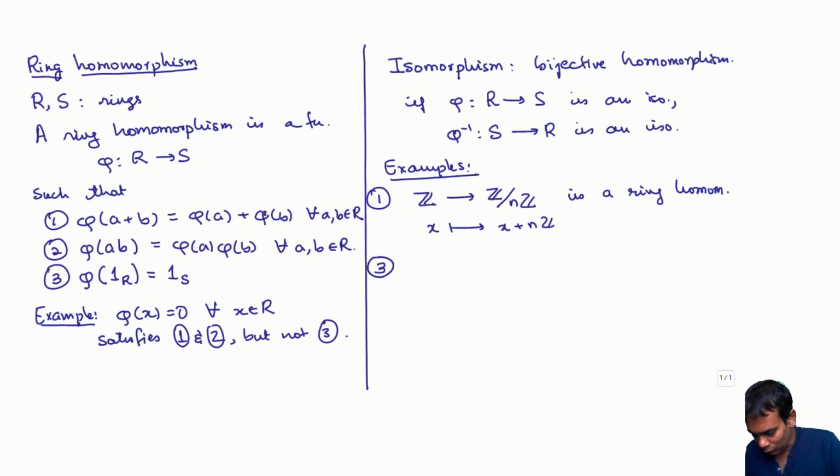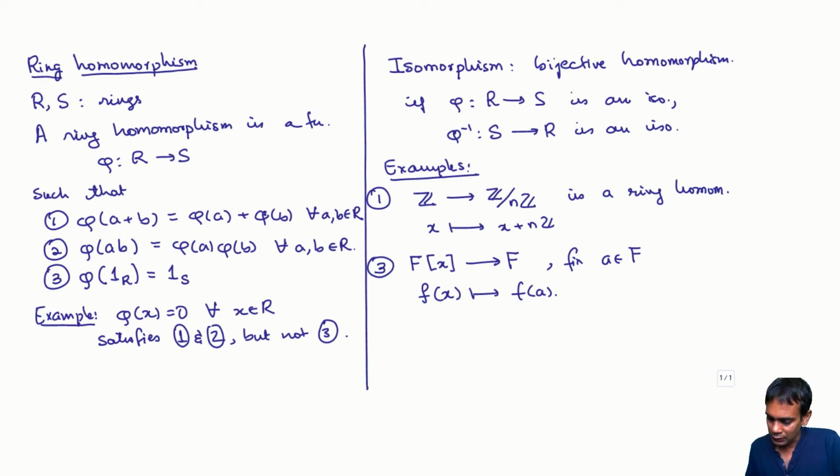Okay, let's look at a slightly more interesting example. Take the ring of polynomials in some field, F of x. So this is the set of all polynomials in the variable x with coefficients in the field F. And you can define a function from F of x to F by just taking the polynomial f of x to f of a for some fixed a. So let's say fix a in F. And this is going to be a ring homomorphism. This is example 2.